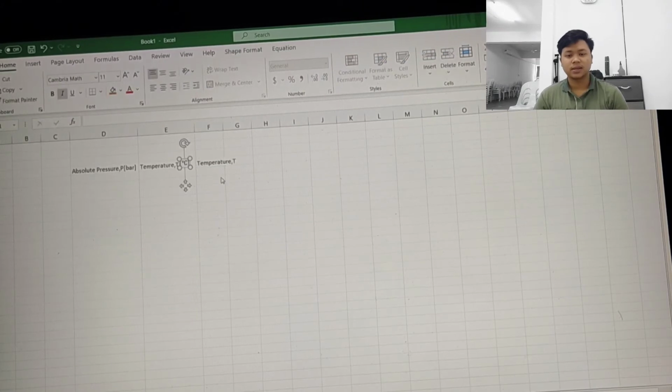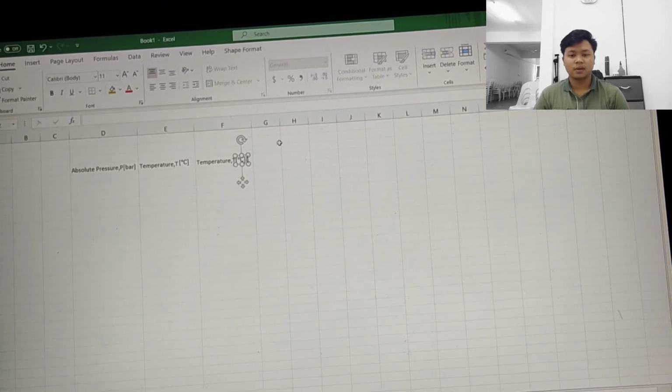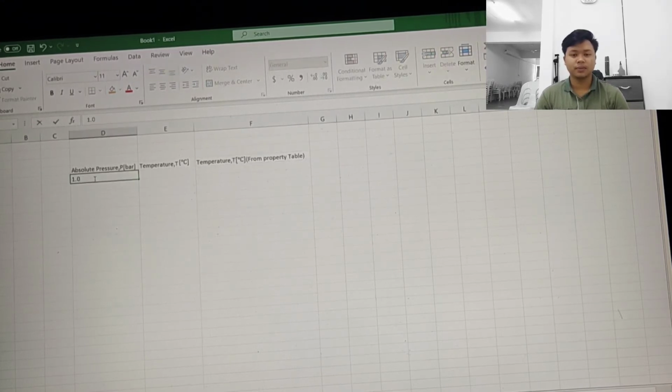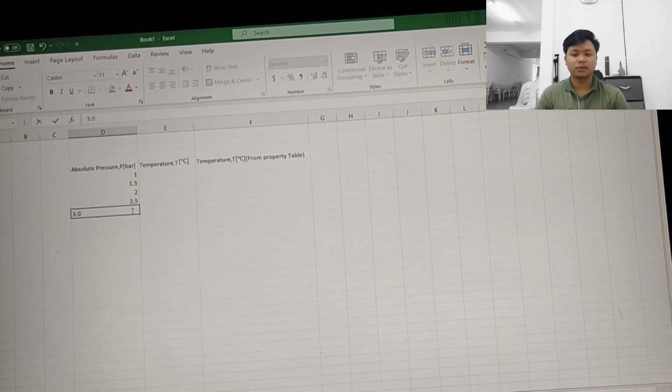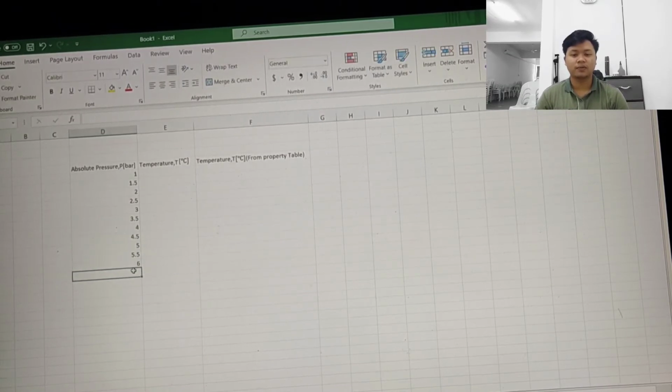And you can see that I fill in the absolute pressure from 1 to 10 bar. You can see 1, 1.5, 2, 2.5, 3, 3.5, 4, 4.5, 5, 5.5, 6, 6.5, 7, 7.5, 8, 8.5, 9, 9.5, and lastly 10.